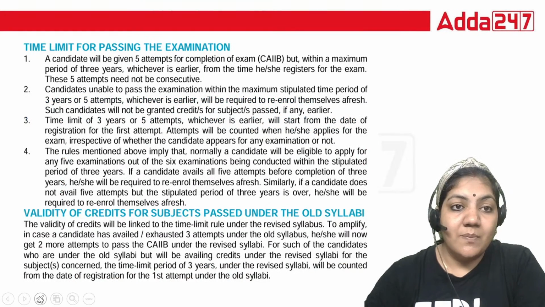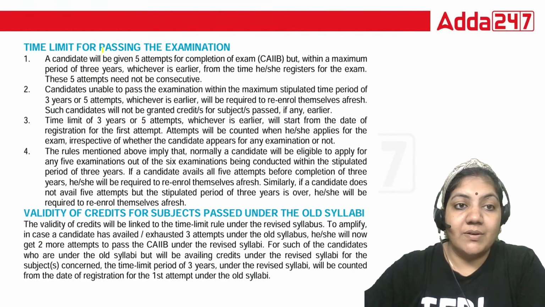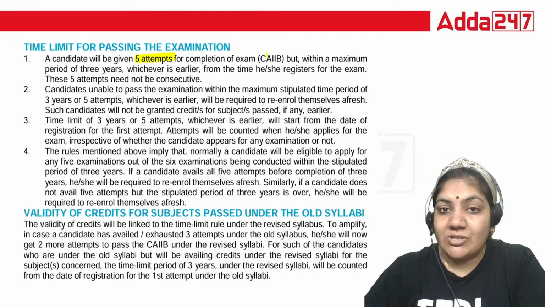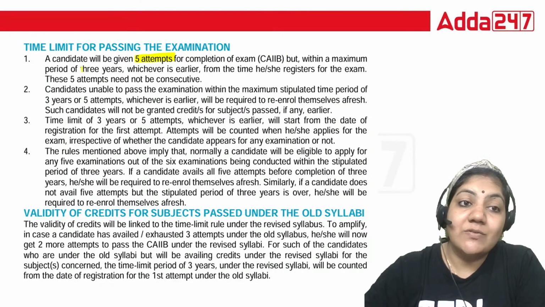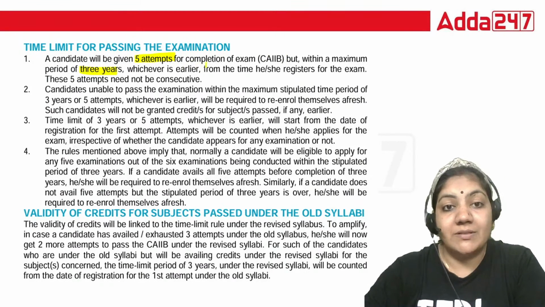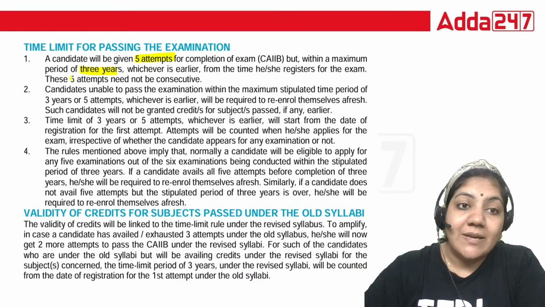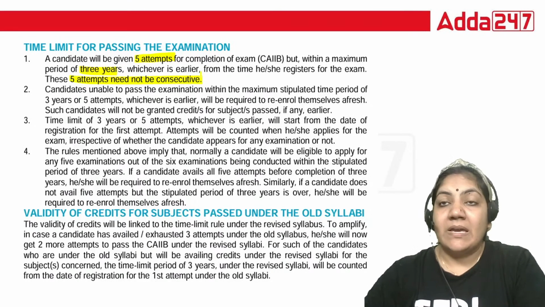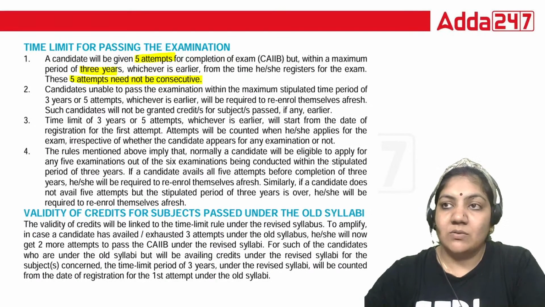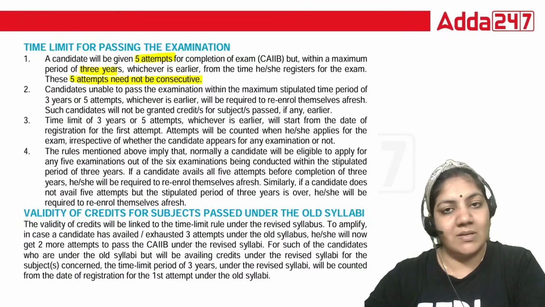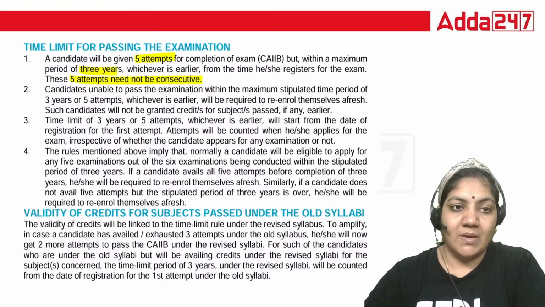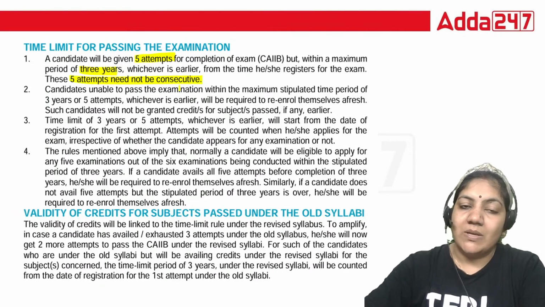Time limit for passing the examination. Here the candidate will have 5 attempts for completion of CAIIB, but within 3 years, whichever is earlier, from the time he is registered for the exam. The 5 attempts need not be consecutive. Consecutive means, suppose in 2024 you make 2 attempts, in 2025 you skip it, it's okay. In 2026 you attempt the third one, it is okay. So 5 attempts need not be consecutive.